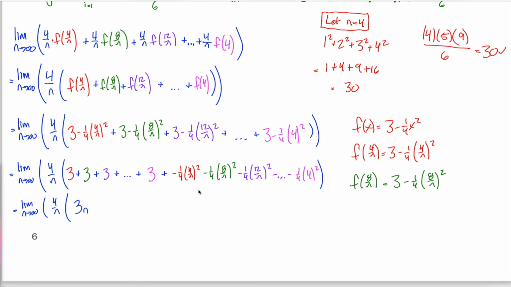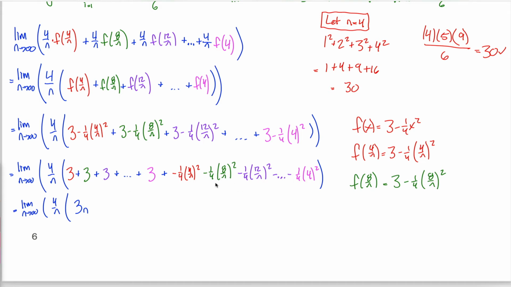Wait, what? Think about it. If you're adding up 5 3s, you have 3 times 5. If you're adding up 10 3s, you have 3 times 10. If you're adding up n 3s, you have 3 times n. The sum of all these 3s is just 3n. Whoa, that's kind of wild. Yeah, and it gets even crazier.